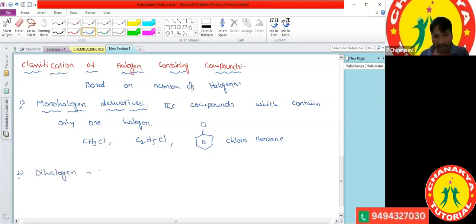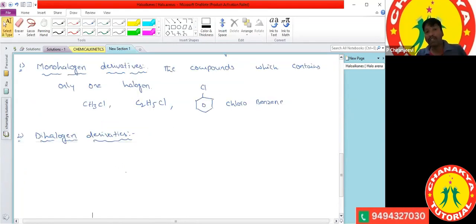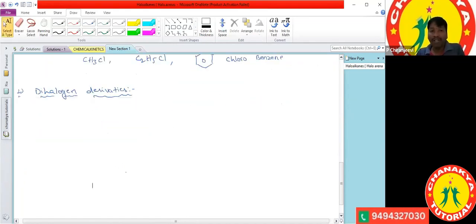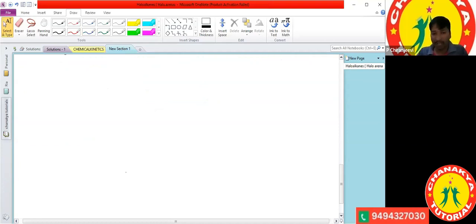Dihalogen derivatives. What is meant by dihalogen derivatives? If the compound contains two halogens, we can call it a dihalogen derivative. Again, dihalogen derivatives are classified into different types. One is vicinal dihalides and geminal dihalides. First of all, we can write geminal dihalides.